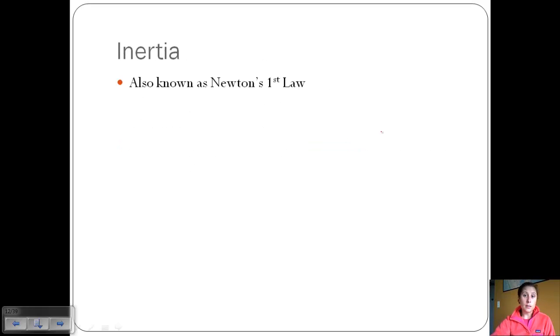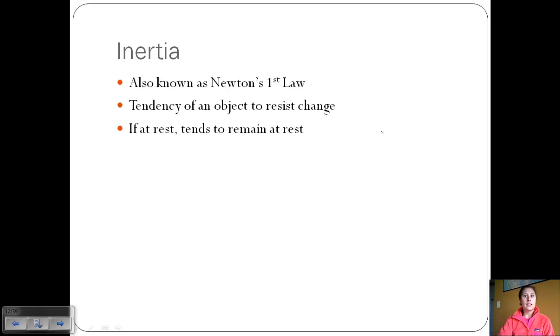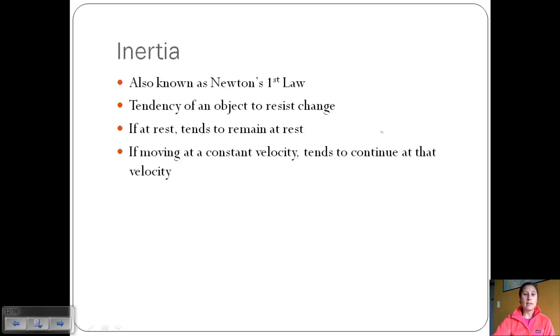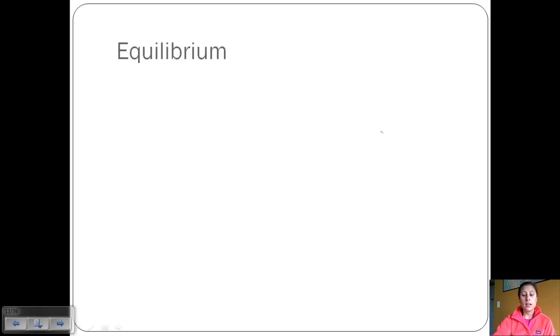Okay, and this is where inertia comes in. This is just another name for Newton's first law. And inertia is basically the tendency of an object to resist change. It wants to keep doing what it's already doing. So see, people's resistance to change is just natural. It's like all objects do it anyway. Okay, so if an object is at rest, it will tend to want to remain at rest. And if it's moving at a constant velocity, then it tends to continue at that velocity. Remember, the only way this could change is if we instituted a force somewhere on this object.